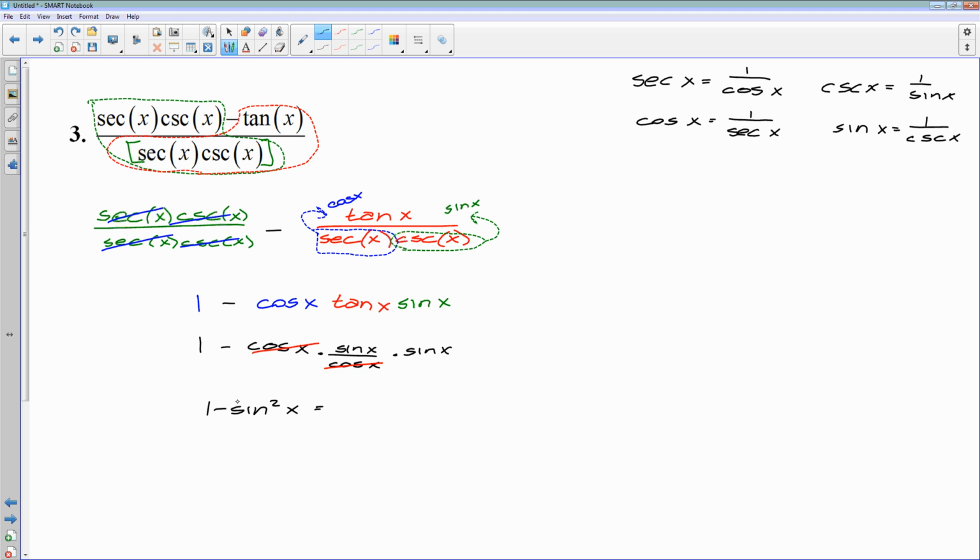And 1 minus sine squared x, this is the third time we've seen this one. That is cosine squared x.